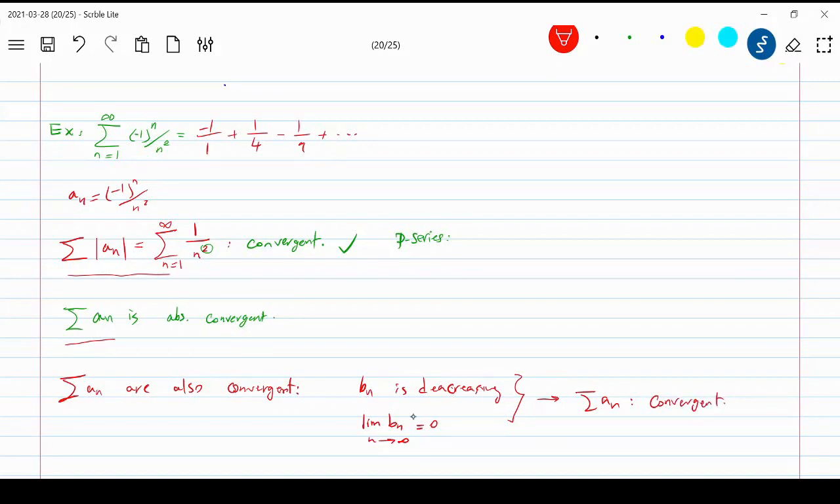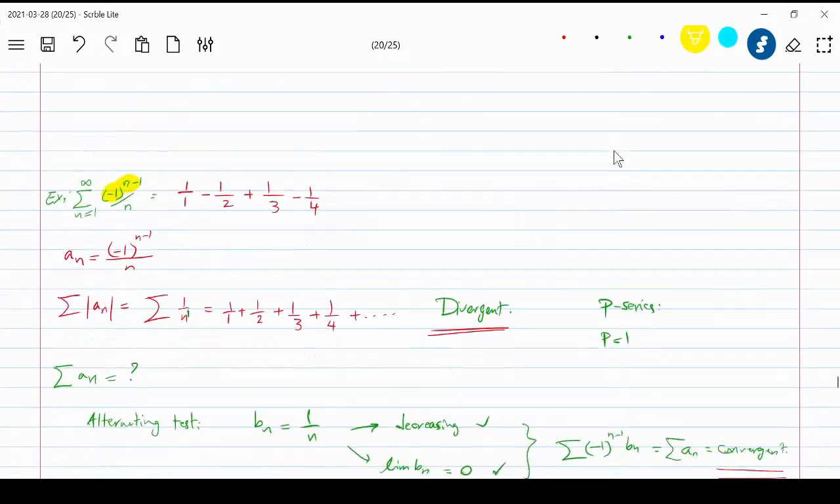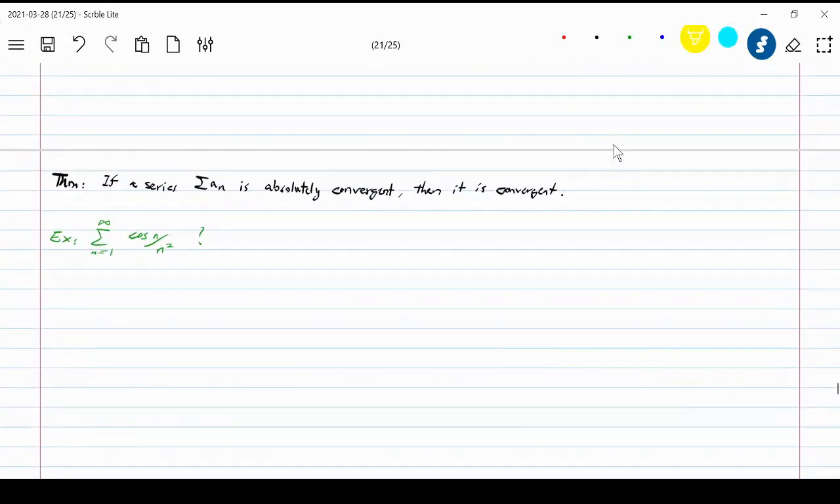But it turns out that we don't really need to check this. If we check the absolute value and see that it is convergent, that means we have absolute convergence. If the sigma of the absolute value is convergent, then the summation of An is absolutely convergent. You don't really need to check for the An. That is a given. Here's the theorem: if the series of An is absolutely convergent, that means the absolute value is convergent, then the series itself is also convergent. This is a given, so we didn't really need to check it.